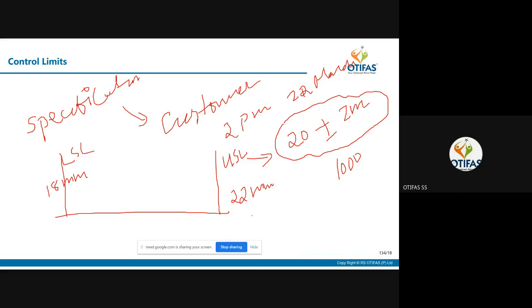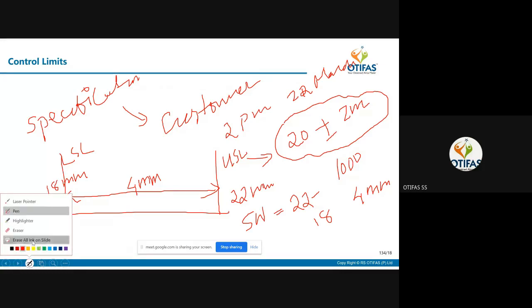Now, what is the specification width? Specification width is equal to 22 minus 18. So my specification width is 4 mm. This is my width of specification. That means, what is the width between USL and LSL? USL minus LSL, 4 mm. This is my specification width. So this is important in identifying the process capability. So you understood specification width. Now let us understand control width also.